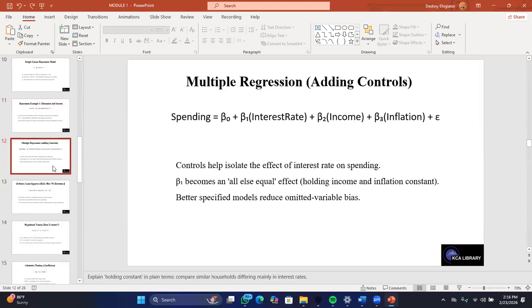Let's look at multiple regression. Multiple regression is a step ahead of simple regression. The difference is that we are adding controls here. Controls help to isolate the effect of interest rate on spending, like the example I gave. In this particular one, spending is equal to B0 plus B1 interest rates plus B2 income plus B3 inflation plus your error term. Controls help isolate the effect of interest rates on spending. B1 becomes an all-else-equal effect, holding income and inflation constant.